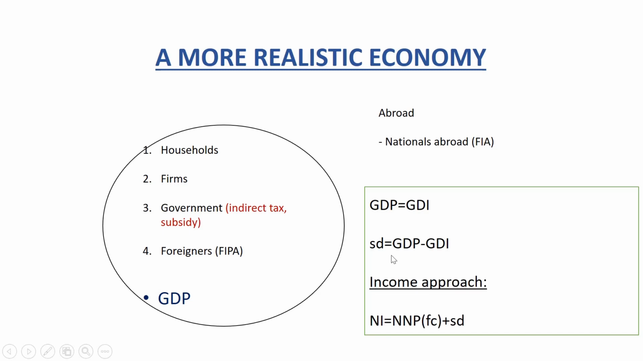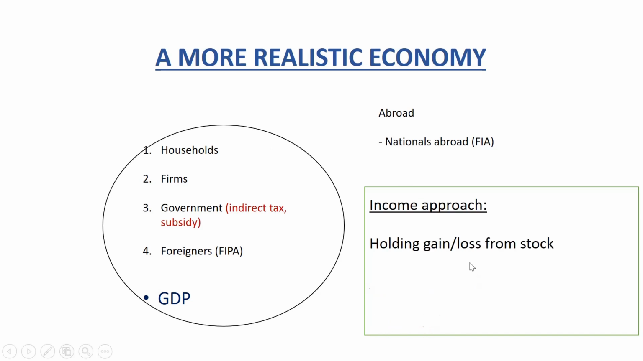And because of this, whenever we use the income approach, we expect that we should add statistical discrepancy to net factor income at factor cost. We should add the statistical discrepancy. If it's positive, we add it. If it is negative, we subtract it to arrive at our national income. Still on income approach, we may ask ourselves, what are some of the sources of the statistical discrepancy we talked of? One clear example can come from holding gains.